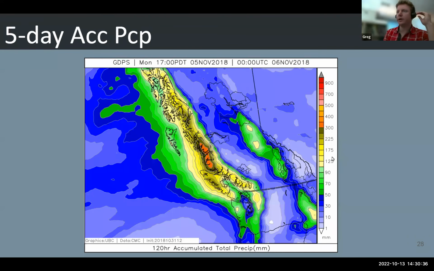And then the result of all that is large amounts of precipitation. This particular event was forecast to have 5-day totals in excess of 300 millimeters along the higher terrain of the Central Coast.